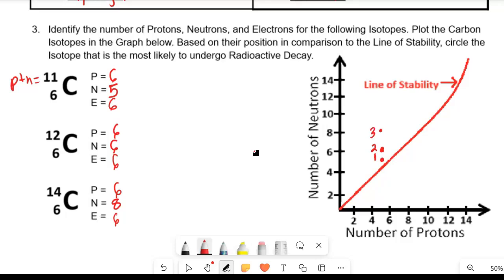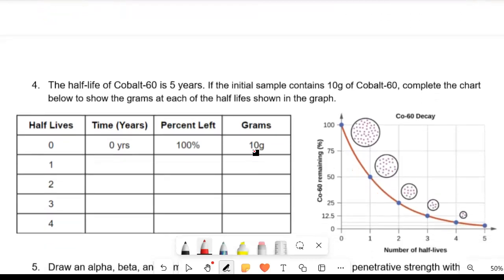And the question is asking, based on their position in comparison to the line of stability, circle the isotope that's most likely to undergo radioactive decay. The further an isotope is from that line of stability, the more likely it is that it will undergo radioactive decay. So out of the 3 carbons presented, the most likely to undergo radioactive decay would be C14.